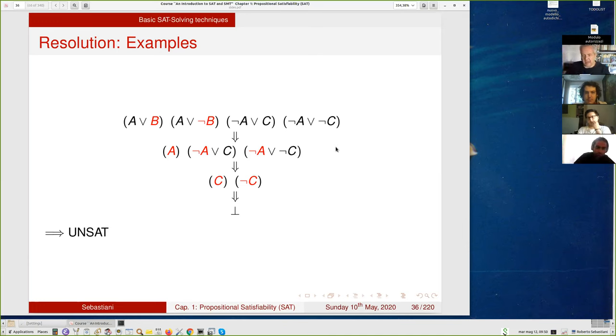This is not an efficient way of doing things because it typically produces lots of clauses, but it's very important to understand, because resolution has a very essential role in modern SAT solvers, which we'll see tomorrow, with a completely different strategy. I hope you understand the resolution rule, and in particular unit resolution and unit subsumption. Okay so far? Okay, good.